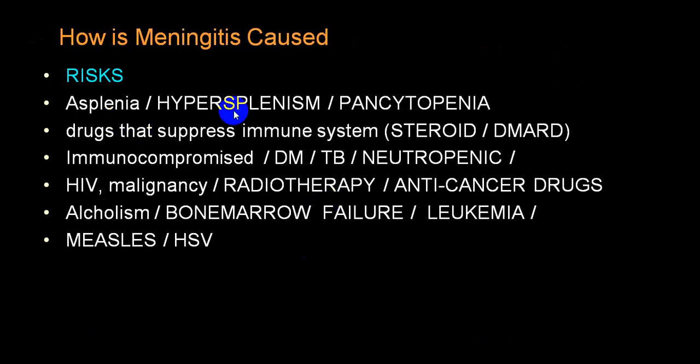Asplenia, hypersplenism, pancytopenia, persons who are on drugs or immunosuppression, immunocompromised host, diabetes, persons who already have tuberculosis, neutropenic persons, persons on radiotherapy, anti-cancer drugs, persons with bone marrow failure, leukemia. Viral infections are very common in children, particularly measles and herpes simplex virus, and they are also more prone to get meningitis.